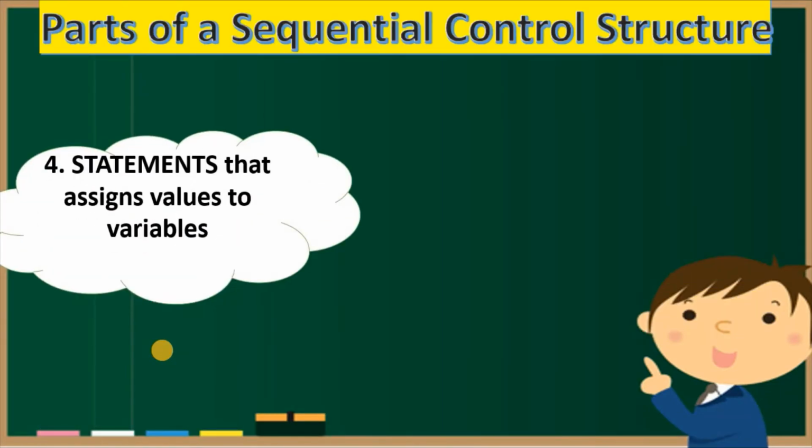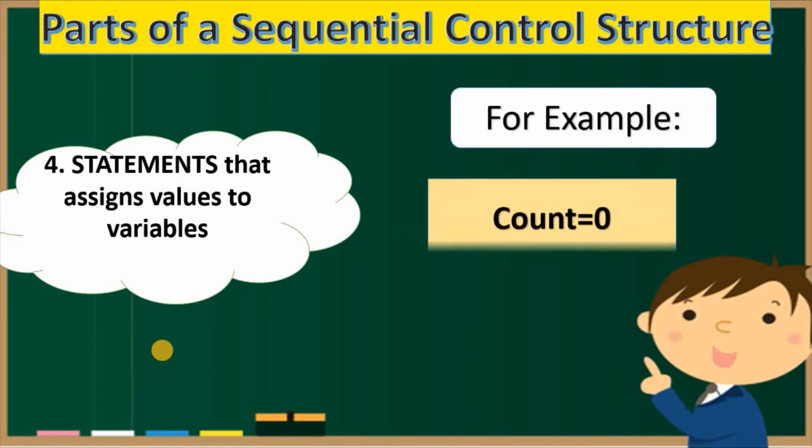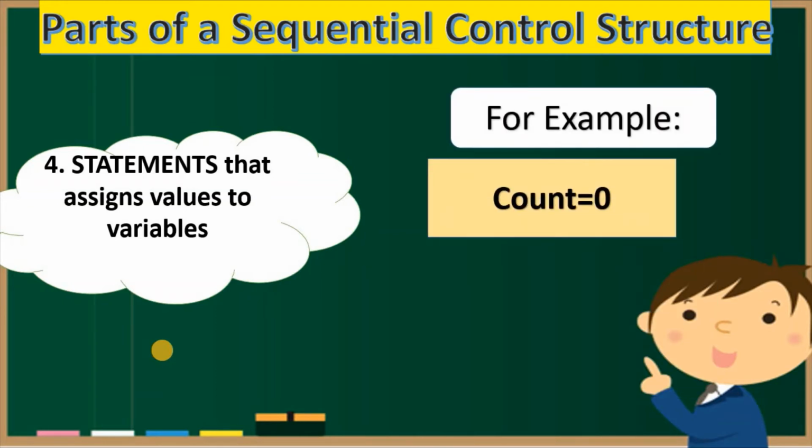Our fourth item on the list, statements that assign values to variables. For example, if we were doing a count, right, normally we start off with default values, or if we were provided with a value, then we would replace the default 0. So count is currently assigned the value 0 in the case where someone was counting a certain number of things, then the value that they started off with in this example would be 0 until they begin the actual count.